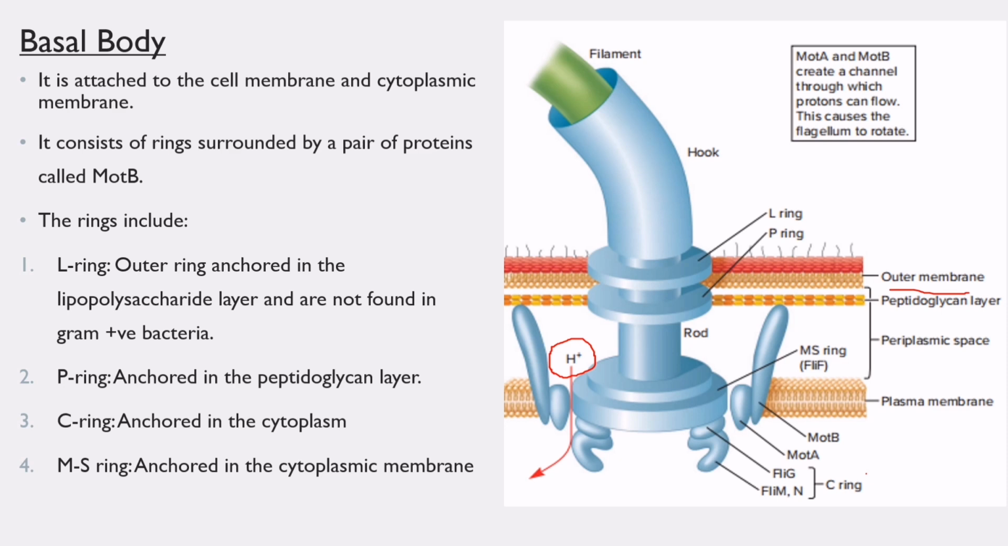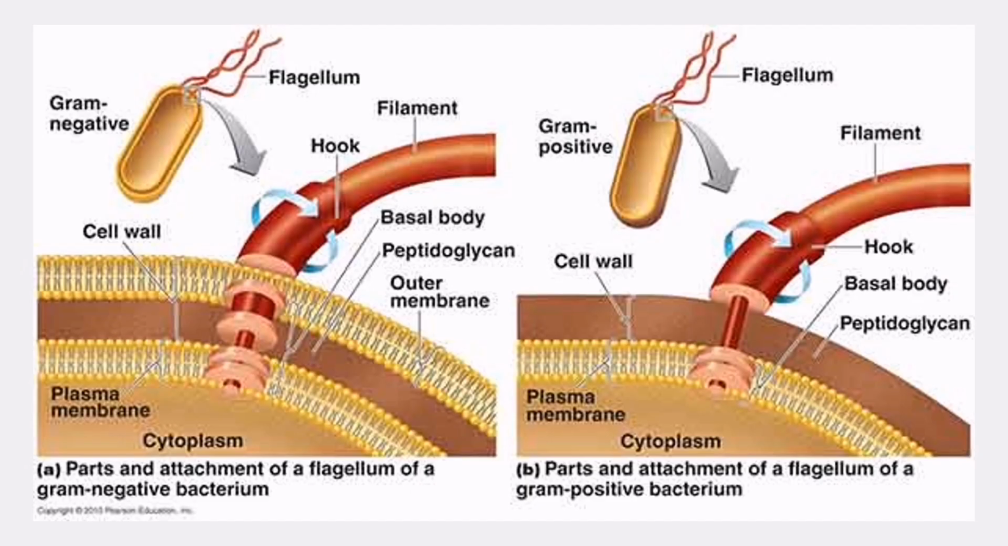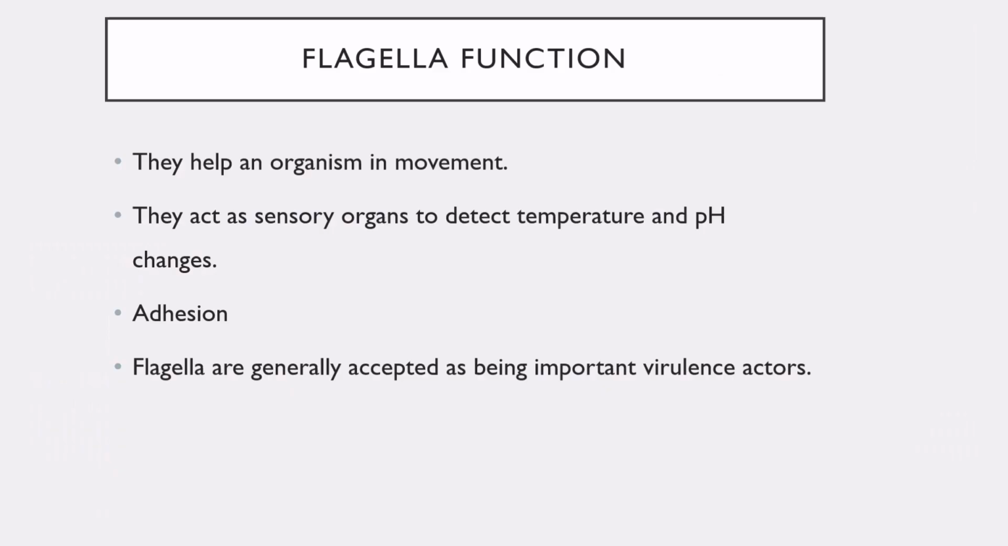All right. Here are the pictures for both gram-positive and gram-negative cells containing flagellum. So you can see a clear difference that there is no L and P ring present in the gram-positive cell, whereas these structures are present in the gram-negative cell, as there is an outer membrane present here, which is absent in the gram-positive cell. Flagella is present not only in bacteria but also in archaea and eukaryotes.